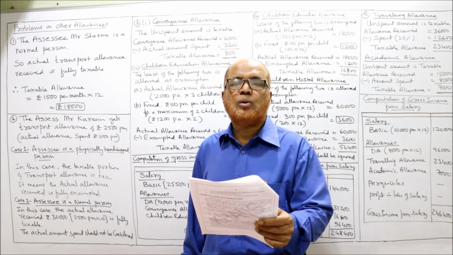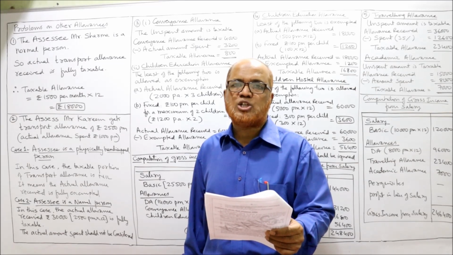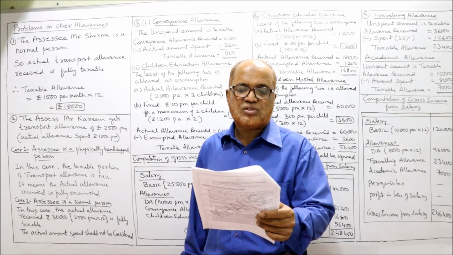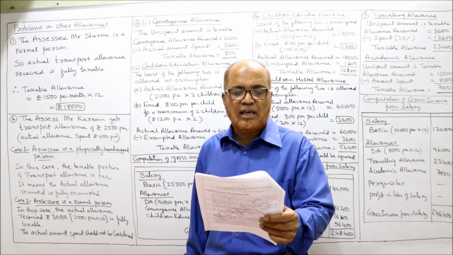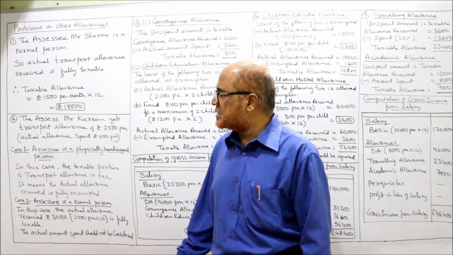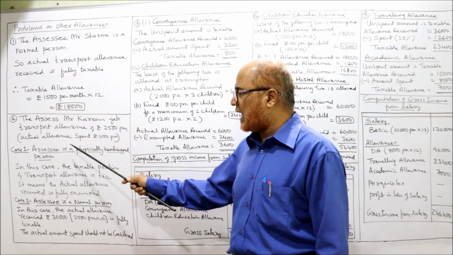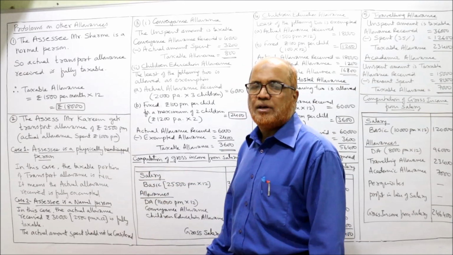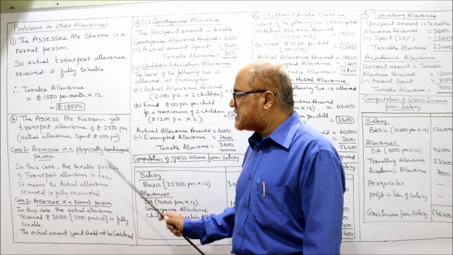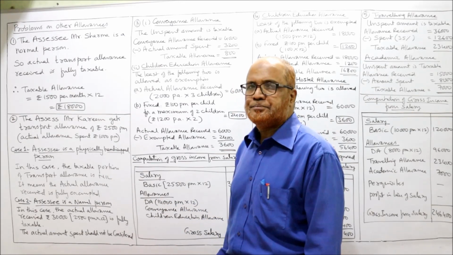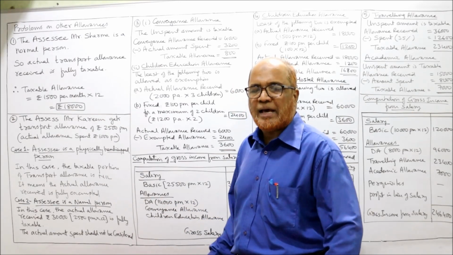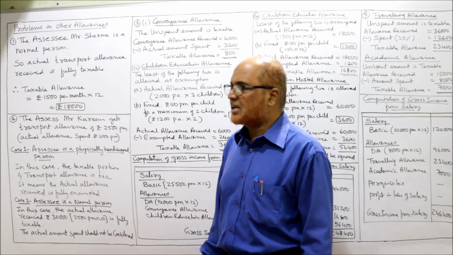Now it is asking you to calculate the taxable portion of transport allowance if he is a physically handicapped person and if he is a normal person. Mr. Karim gets transport allowance of 2,500 per month, and the actual allowance spent is 1,000. We have to assume that he is physically handicapped.